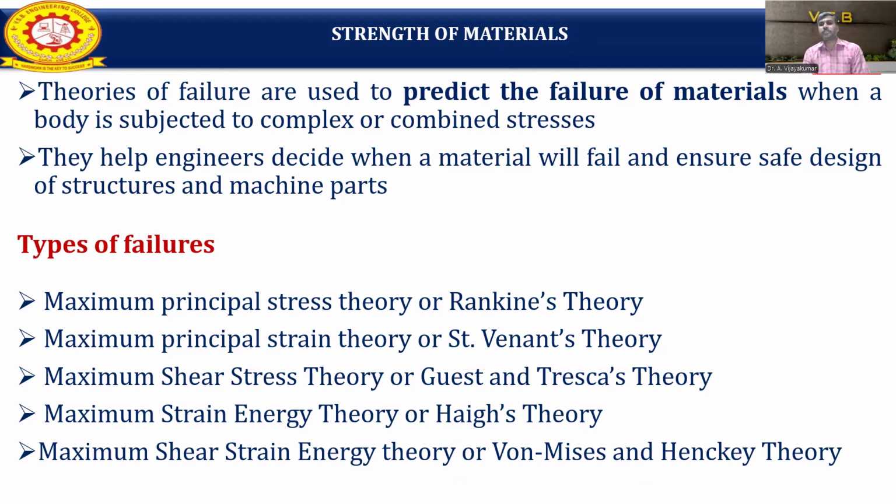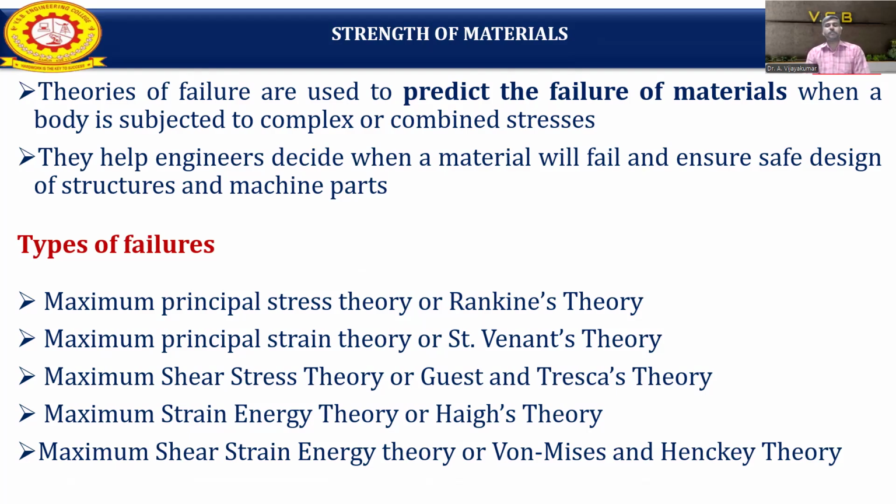So in that situation, as an engineer, we need to decide when a material is going to fail. Because of that, we can ensure the safe design of the structure as well as machine parts. That will be helpful for the prediction of material failure, and we can make a safe design of the particular materials.